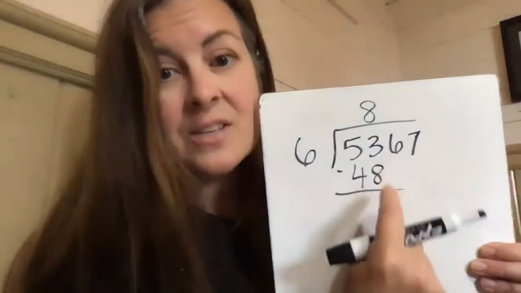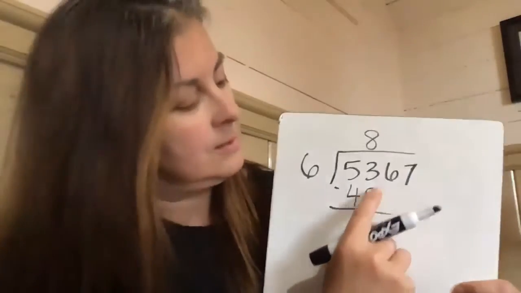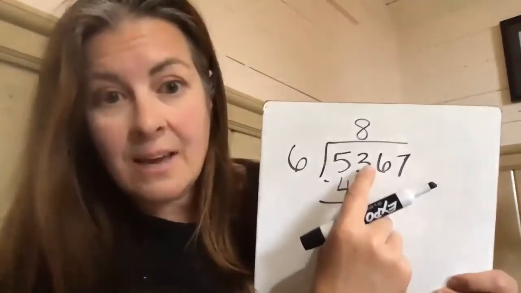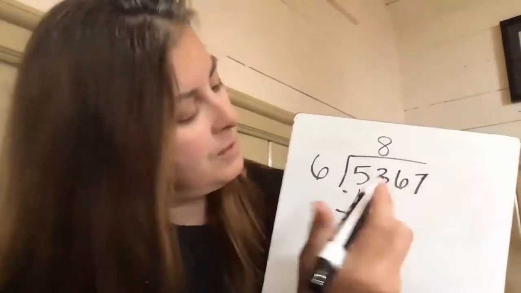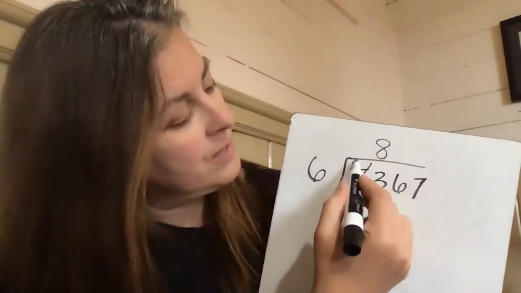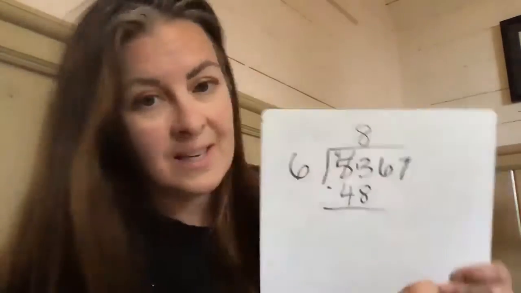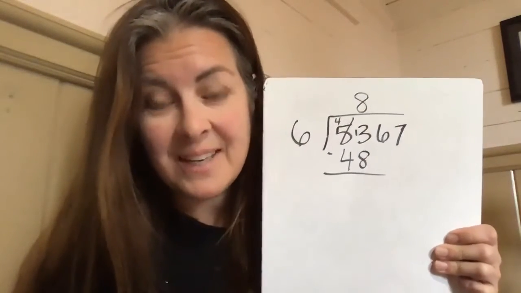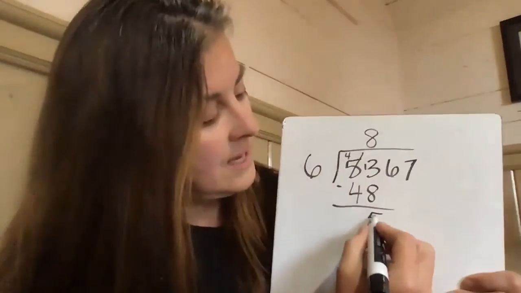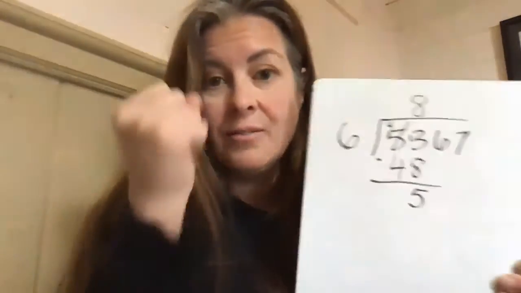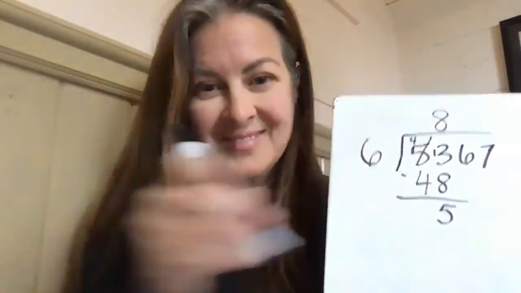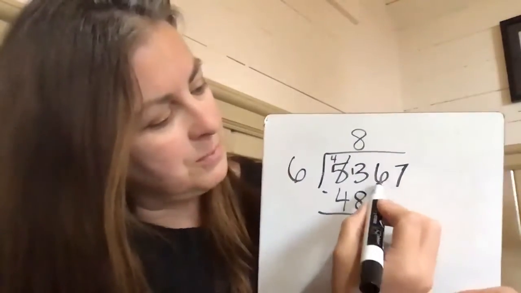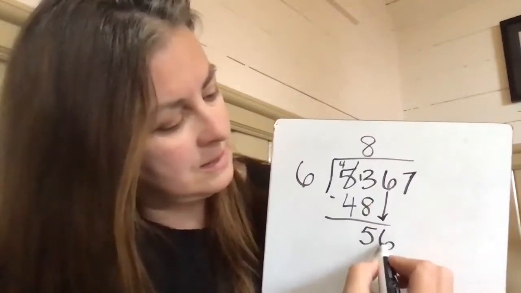Now we can do it the algorithmic way, which is, okay, we can't take 8 from 3, so we have to borrow from the 5. We turn that into a 4. This turns into a 13. 13 minus 8 is 5. We get the same answer. Counting on is just quick. 48, 49, 50, 51, 52, 53, boop, 5. There we go. And then we have to bring down the 6.